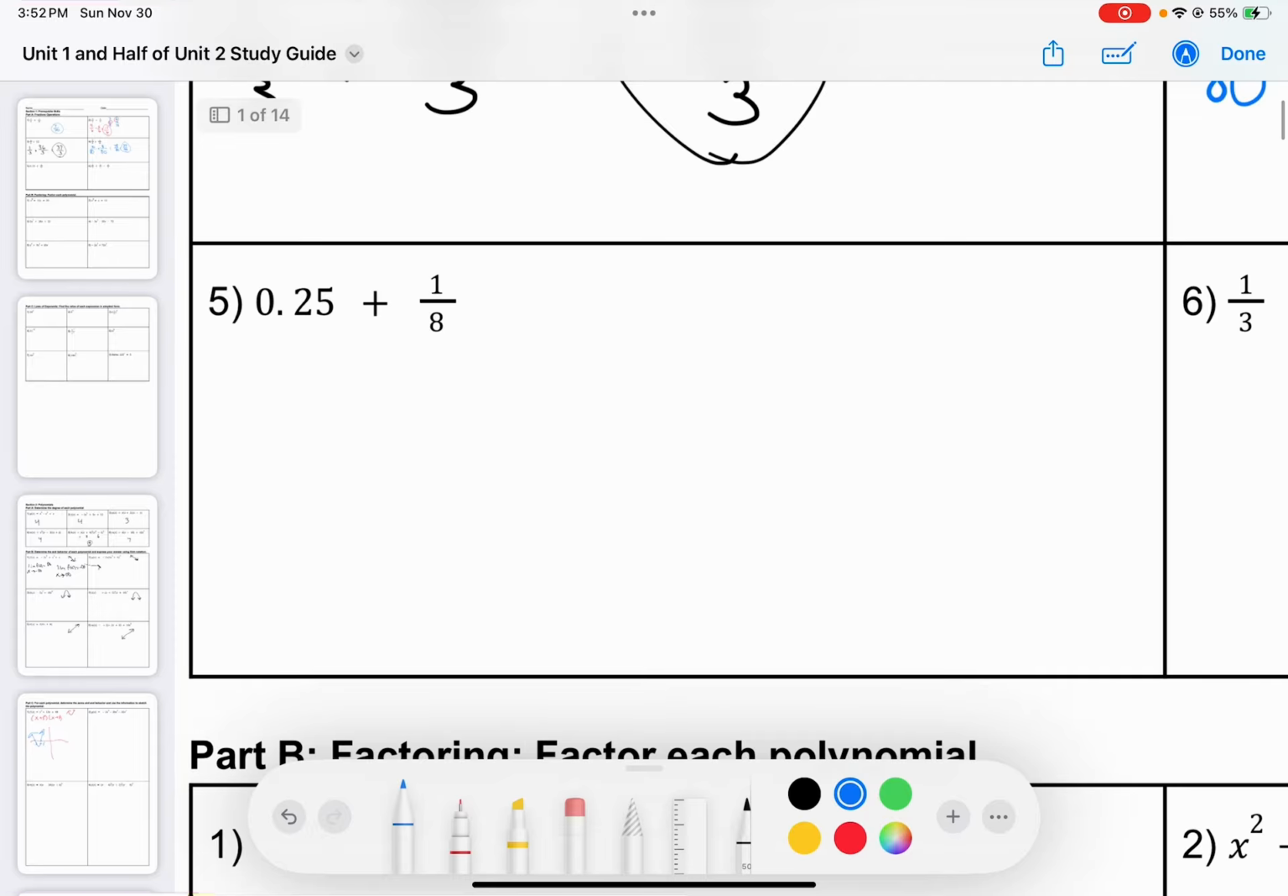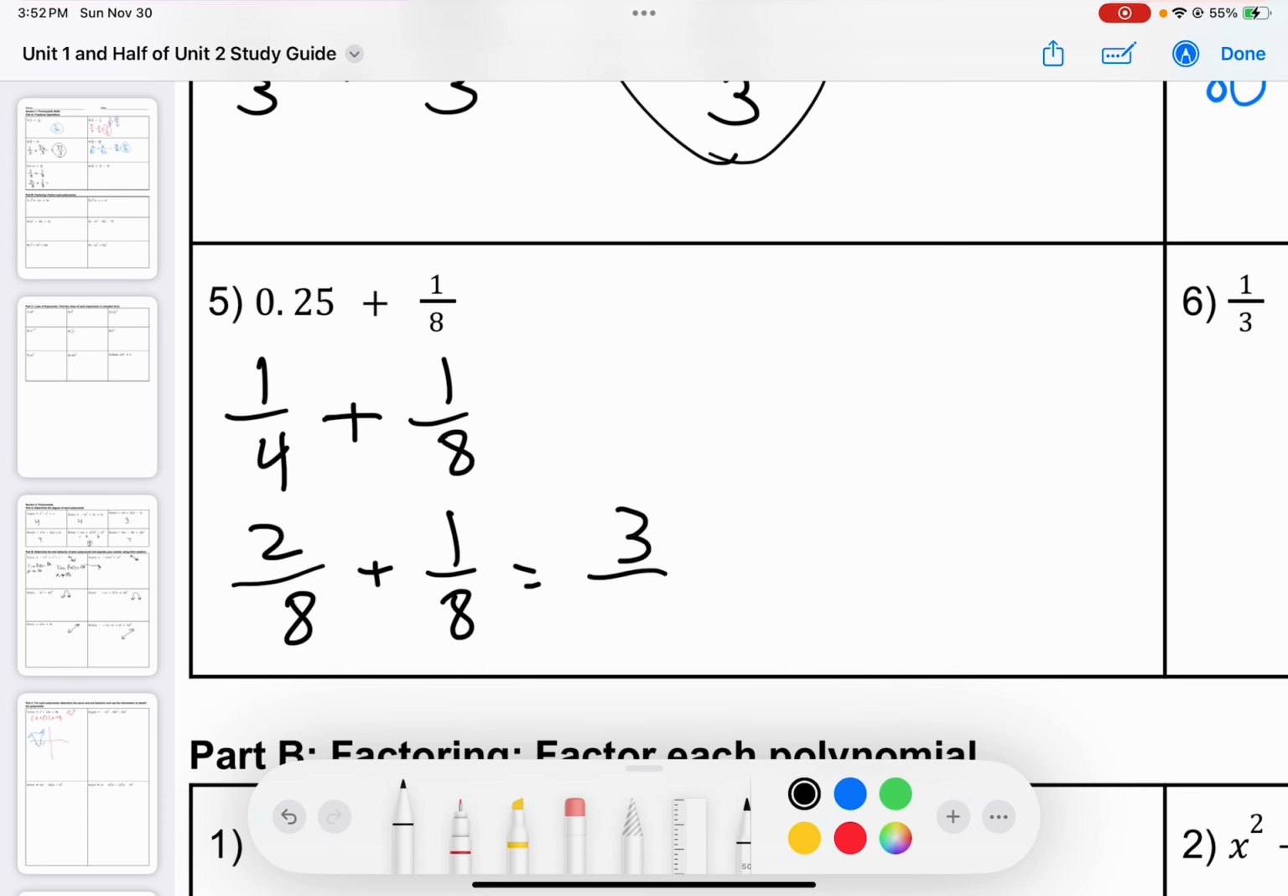All right, let's keep going. You need to be able to recognize your primary decimals. 0.25 is the same as 1/4. So this is really 1/4 plus 1/8. 1/4 is the same as 2/8. So 2/8 plus 1/8 is 3/8.